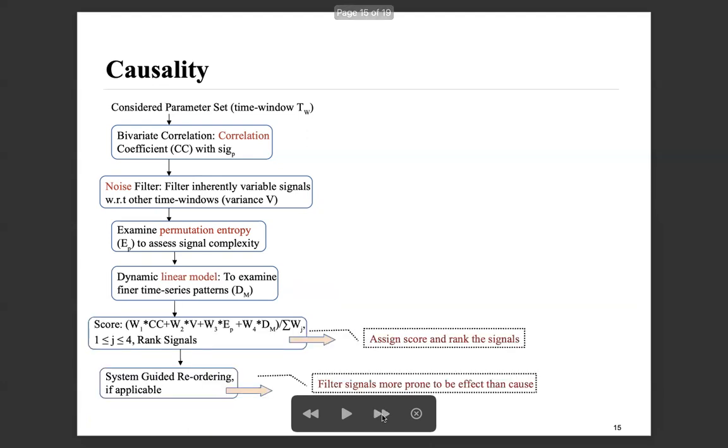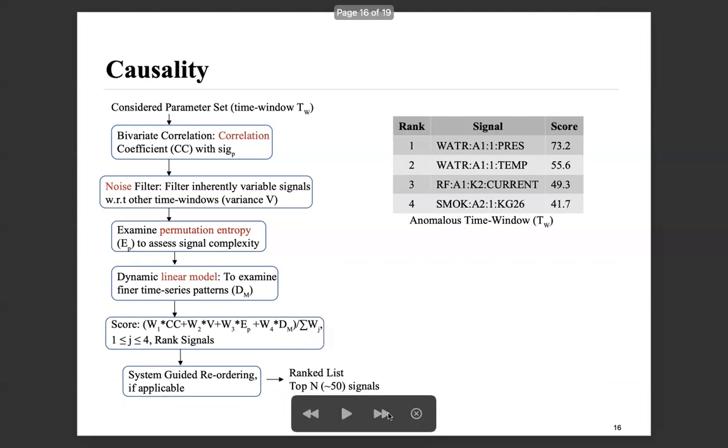And finally, using all of these metrics, we have a weighted average, which we use as the correlation score to assign the signals. And there are certain regions based on the physical characteristics of the machine that are more likely to be an effect than cause. For example, the regions where the beam is delivered is more likely to be an effect, and the regions where the beam is being generated is more likely to be the cause. So accordingly, we reordered the rank of the signals, if feasible, to obtain the final ranked list.